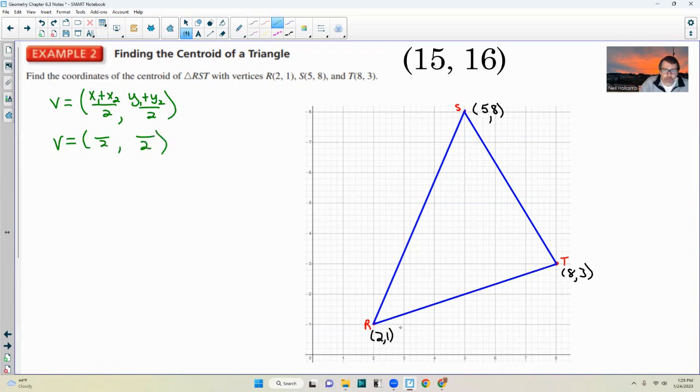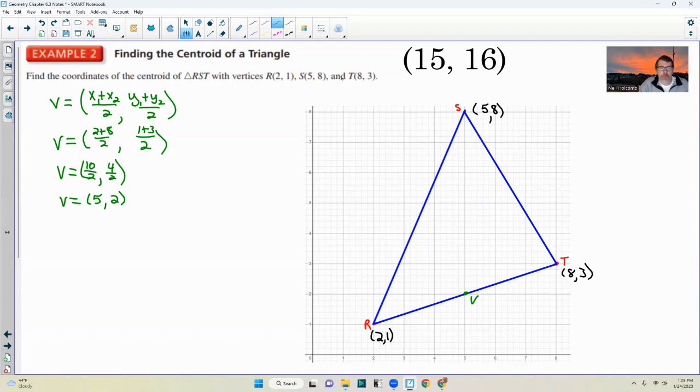I'm looking for the midpoint of RT. So x1 is 2, and x2, which is T, is 8. So it's 2 plus 8. Add the y's. 1 is in the first point, and in the second point, our y is 3. So that's plus 3. So my point V is going to be at the point (10 over 2, 4 over 2). And then we simplify. 10 divided by 2 is 5. 4 divided by 2 is 2. So I go over 5, up 2, and this is my midpoint of RT, and I'm going to call it V. Okay, so far so good.